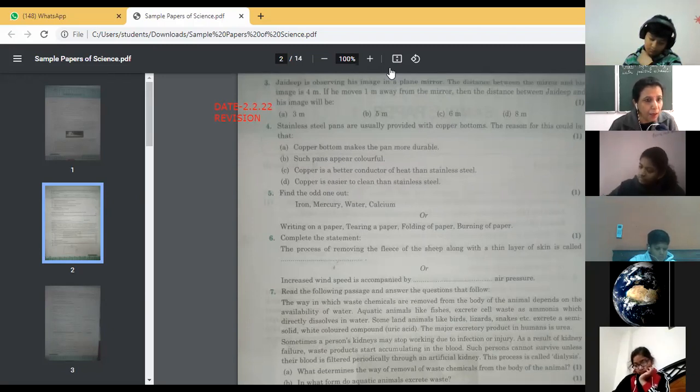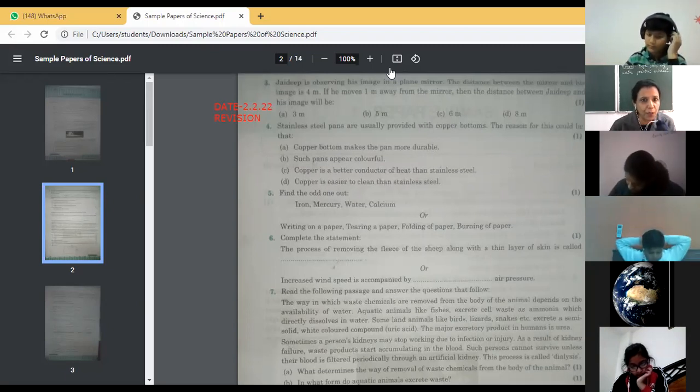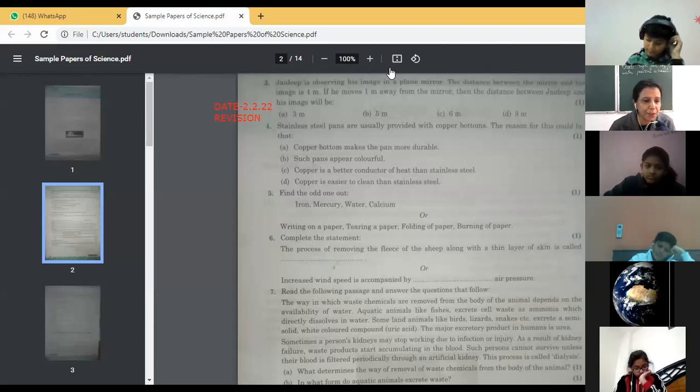Am I clear? If it had been said, instead of away, towards the mirror, if Jaideep moved 1 meter towards the mirror, then what would his distance be? Instead of 5, it will be 3 meters. Then the total distance can be calculated. 3 meters plus 3 meters, that will be 6 meters. Am I clear? Ma'am, yes.